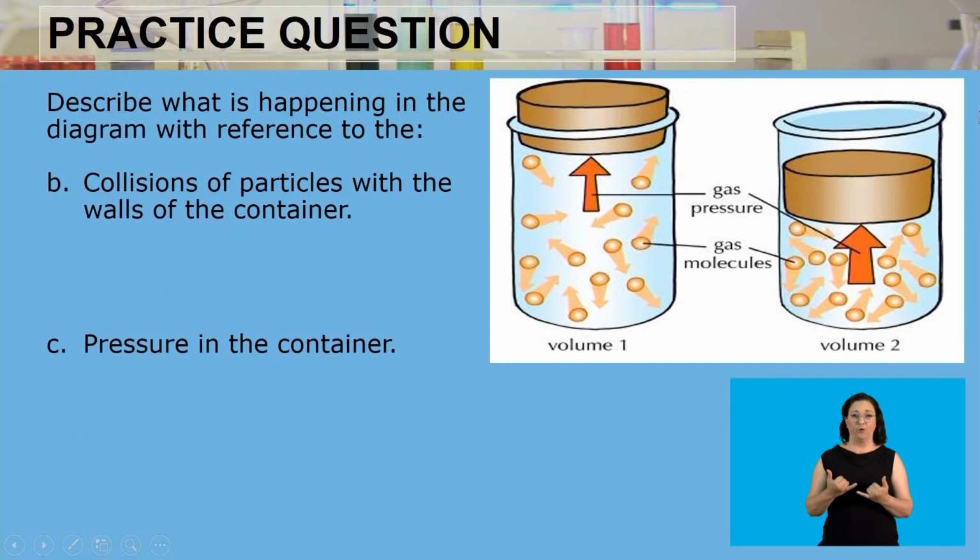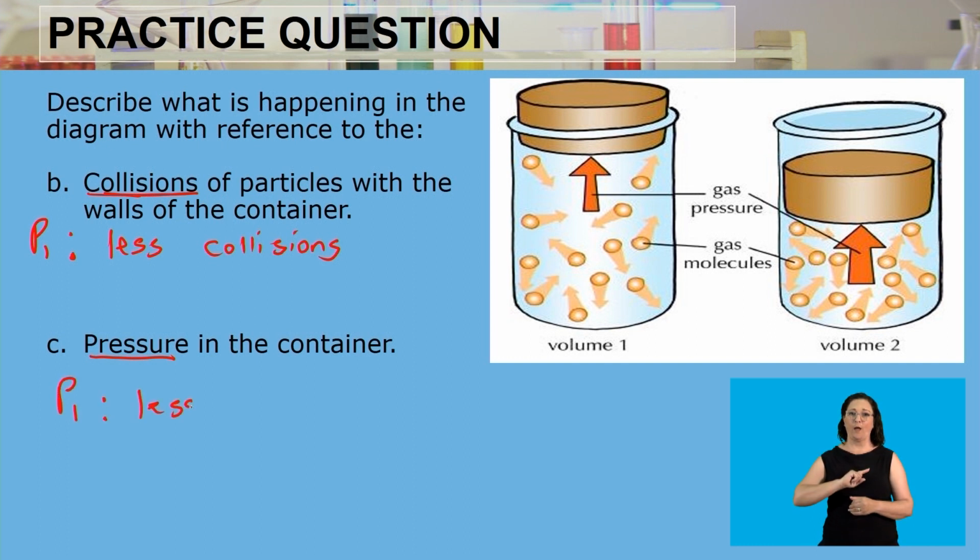We are given that. We also again need to describe what is happening in the diagram with reference to now the collisions and lastly the pressure. We have already answered this question, but just to quickly recap, the collisions of particles with the walls of the container. In picture number 1, there's going to be less collisions. Why? Again, picture number 1, because there is less pressure.